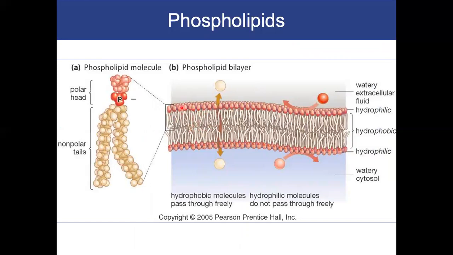Here's the phospholipid bilayer. So here's our plasma membrane. Here are the polar heads. Right? And then here are the nonpolar tails. And so the nonpolar tails sequester themselves among themselves because they're hydrophobic. They fear the water. They don't want to be around the water. The hydrophilic heads orientate themselves towards the water.